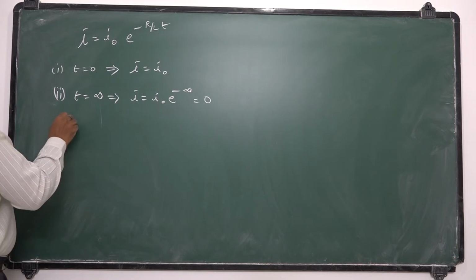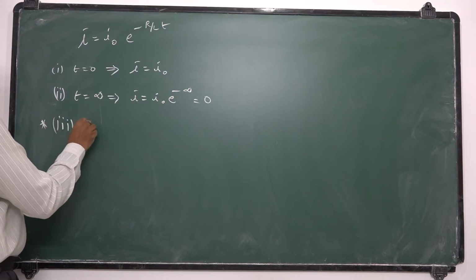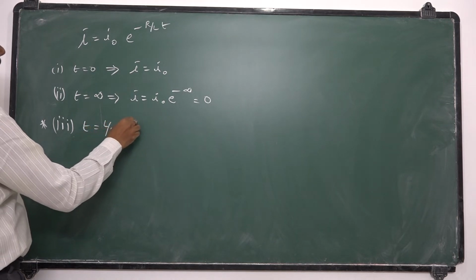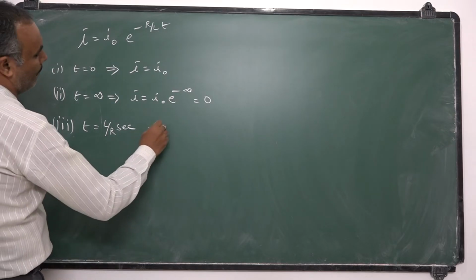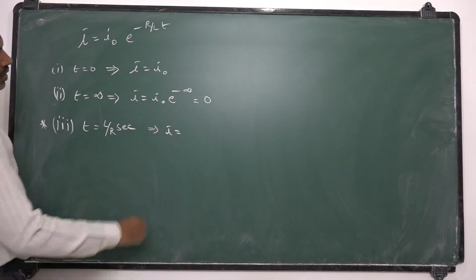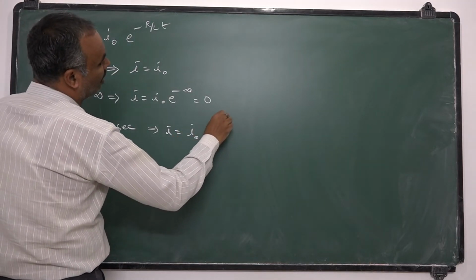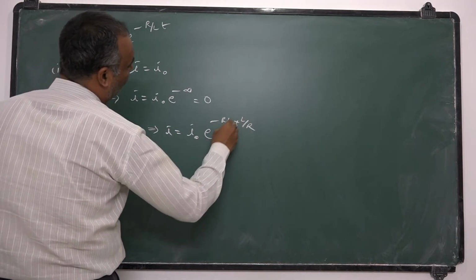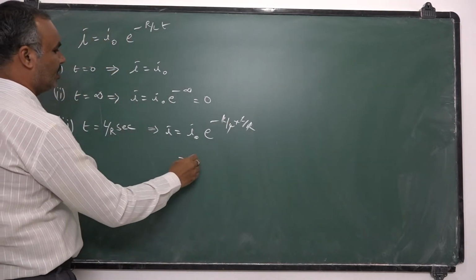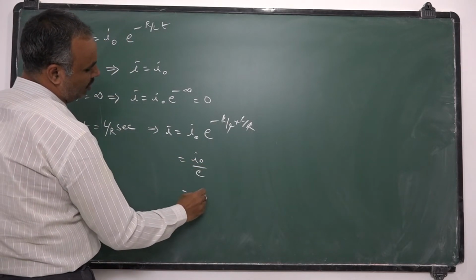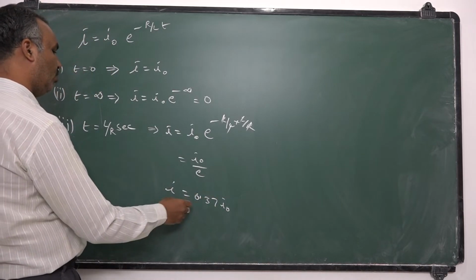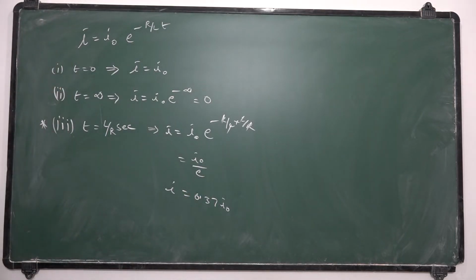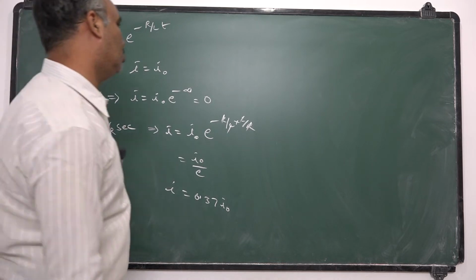Now the third case, the most important case: if you wait for L by R seconds, what will happen? The current in the circuit gets a value I naught into e power minus R by L into L by R. So that is I naught by e, some 0.37 I naught. That means the current value decreases to 37% of the maximum value.